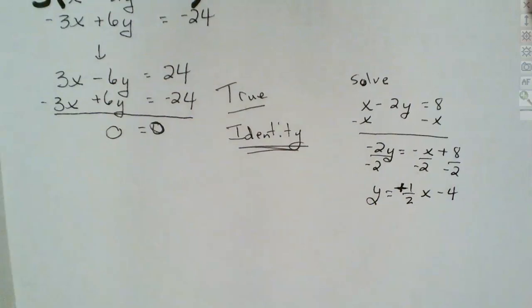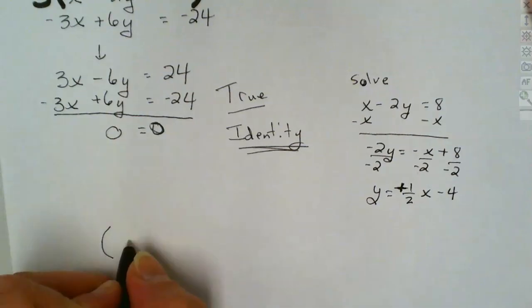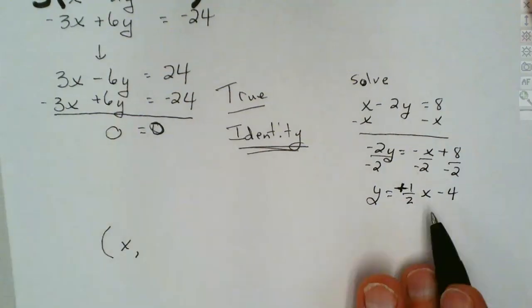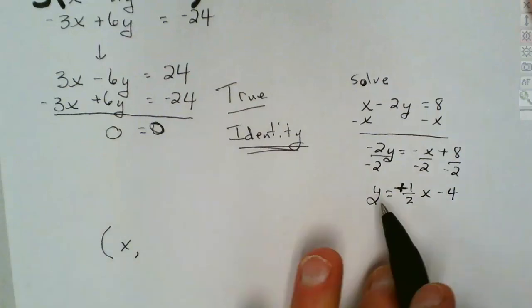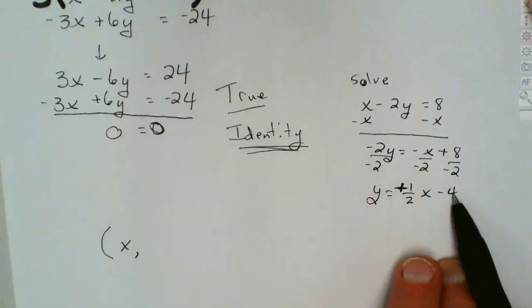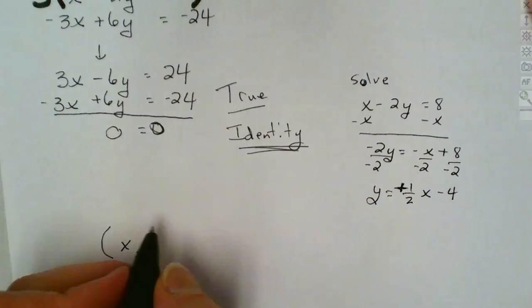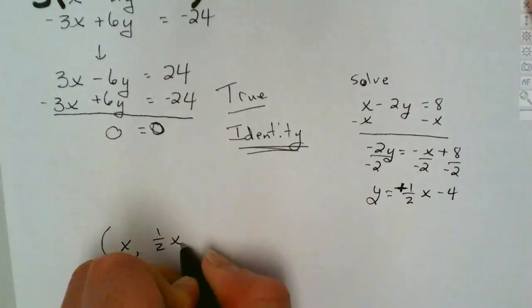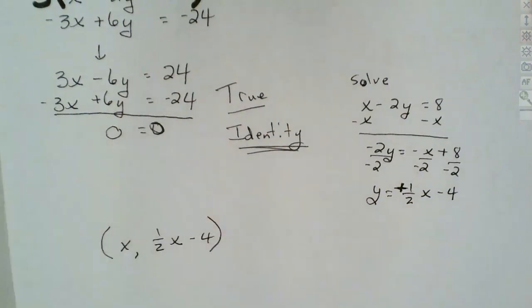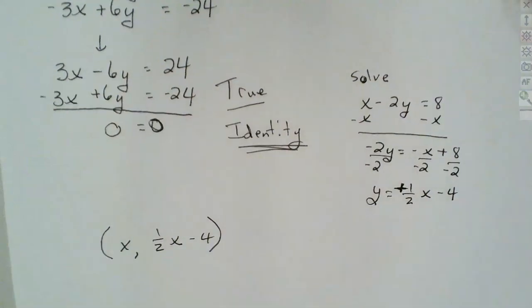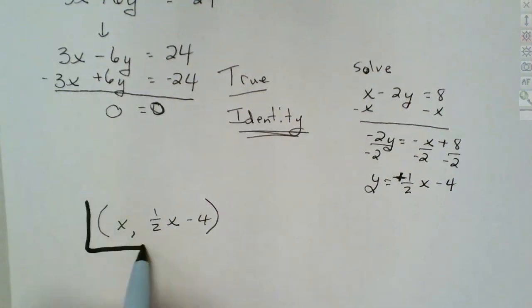Now, how do we write our answer? Well, we write our answer kind of as an ordered pair. It's a little bit different, though. X is arbitrary, so x goes first. And when we solved it for y, what did we get? y equals 1/2 x minus 4. So that's our y, 1/2 x minus 4 there, and that would be your answer. So that's how you would correctly write the answer.